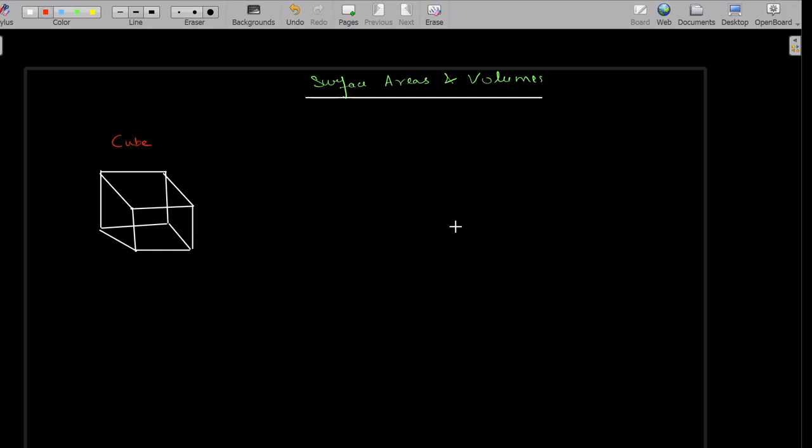For a rectangle, it's like 2s squared plus 4. Wait, not rectangle, you mean cuboid. Rectangular prism. Yes, it's called a rectangular prism. It's also called a cuboid. Oh, okay.